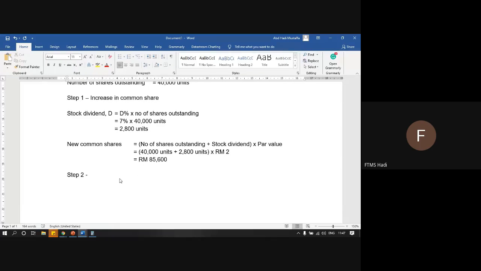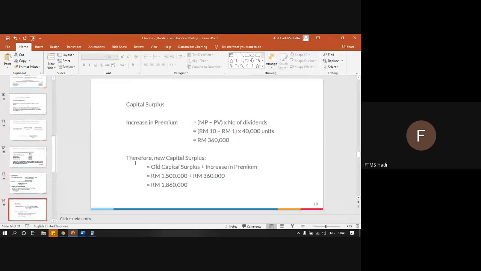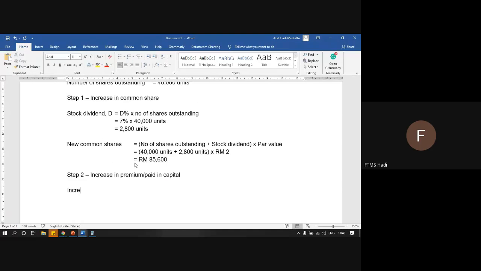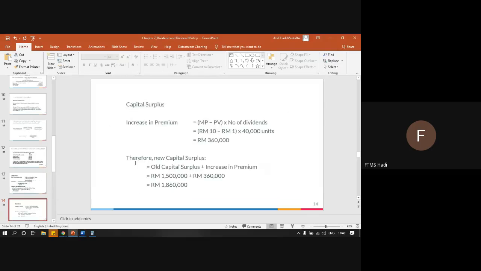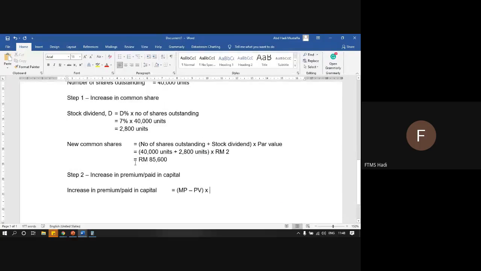Okay, second step, you need to increase the premium, or in other words, paid in capital. In order to calculate that, which is this one, increase in premium or paid in capital, the formula will be market price minus par value, and then divided by stock dividend.